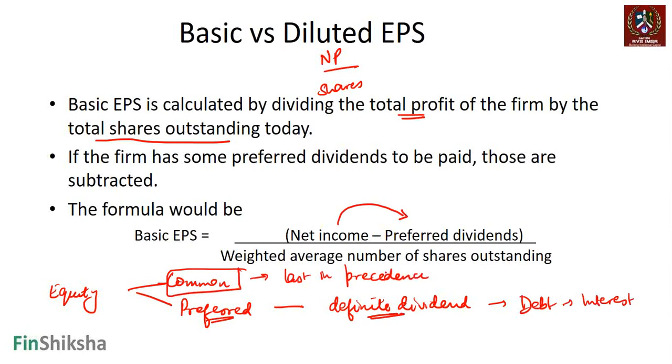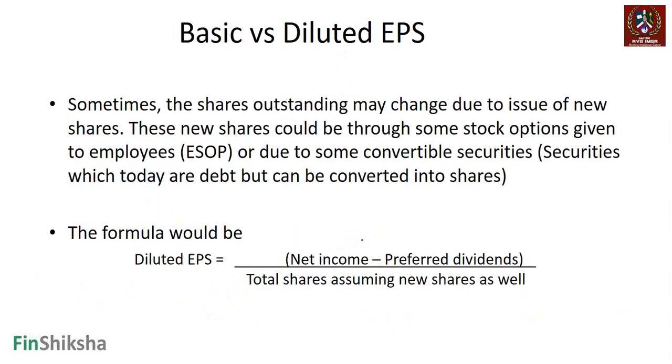If the company has any money left after paying the interest burden, after paying the preferred dividend, then there is some net income that is left. That net income minus preferred dividend is what is going to eventually tell you whether there will be any earnings per share or negative earnings per share, right? So technically that's the precedence structure, and hence the common stockholders will have the last say in this case, right? Sometimes, however, there are additional complexities that get added. The shares outstanding may actually change due to issuance of new shares.